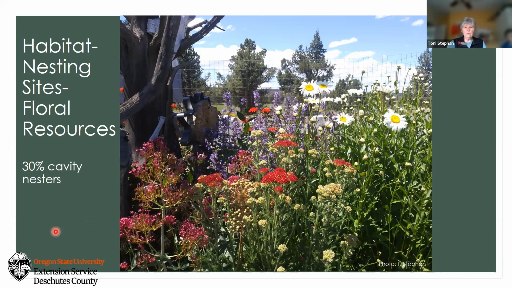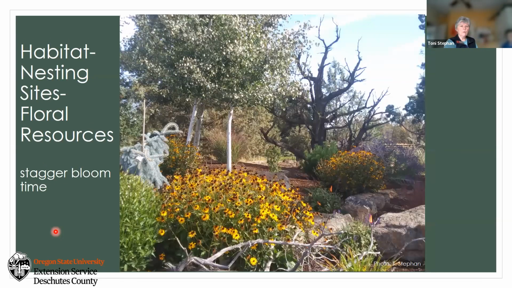You want to use a wide variety of nectar plants, and nectar is what provides the quick energy for the pollinators. It contains things like sugar and amino acids, vitamins and minerals for the bees. You also want to stagger your bloom time because you need to have pollen and nectar present throughout the season.